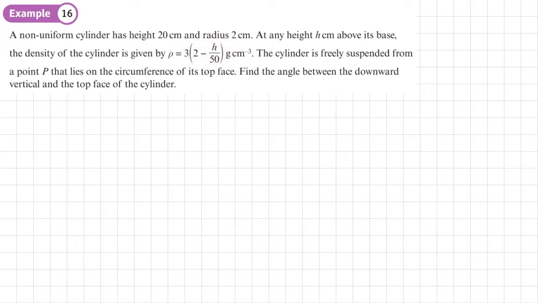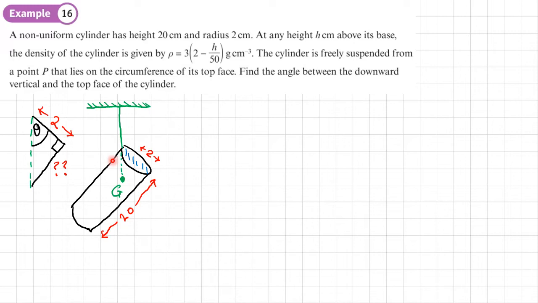So let's start with a diagram. So this diagram is representing what's going on here. Here's my cylinder in equilibrium, freely suspended, radius 2, a height of 20 centimeters. Here's its center of mass, which we need to find. Here's just a bigger version of what's going on here. So there's the radius.